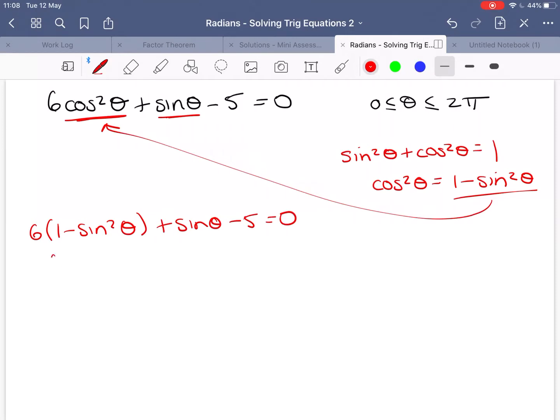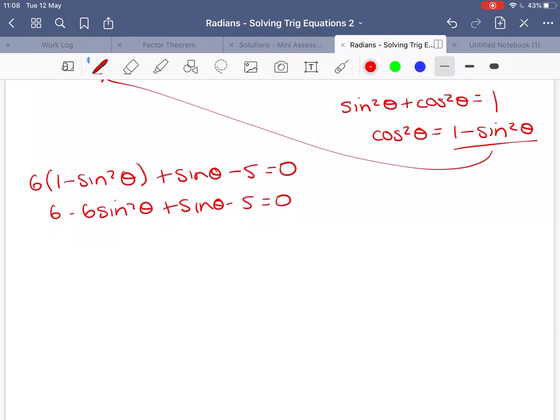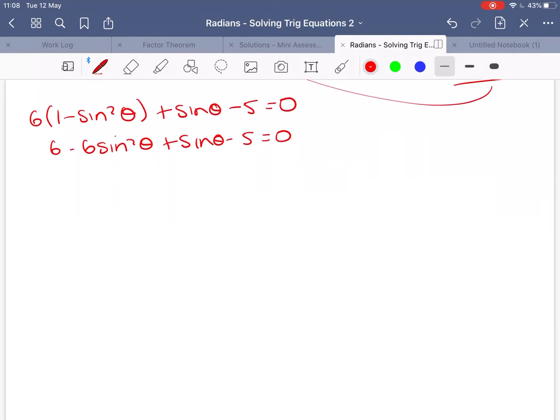Obviously got to expand the bracket. 6 minus 6 sine squared theta plus sine theta minus 5 equals 0. And I want to turn that into a quadratic. I want to make it equal to 0. Personally, I like to have positive quadratics, so I'm going to multiply through by minus 1. So I'd have 6 sine squared theta minus sine theta, and minus 6 plus 5, which would be minus 1, equals 0.